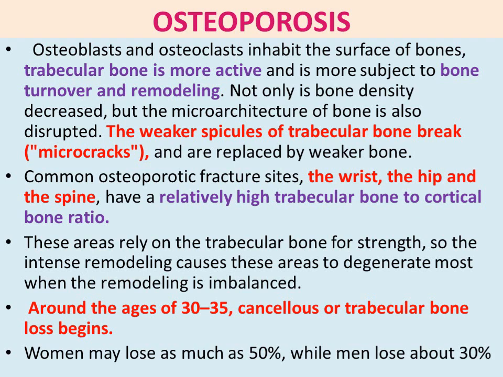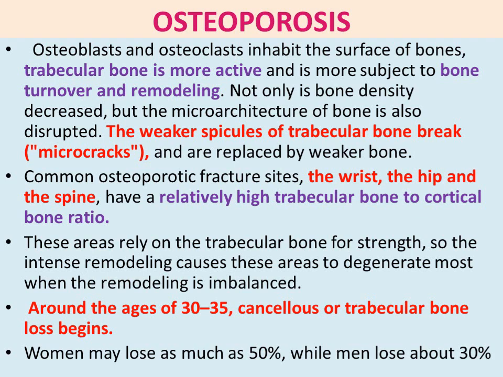Common osteoporotic fracture sites are the wrist, hip, and spine. So the spine first, then the hip. The hip is nothing but a trunk bone, and then the wrist. Ribs are also susceptible to fracture easily due to osteoporosis. These sites have a relatively high trabecular bone to cortical bone ratio. These areas rely on the trabecular bone for strength, so the intense remodeling causes these areas to degenerate more when the remodeling is imbalanced.